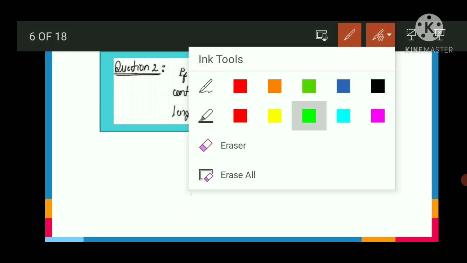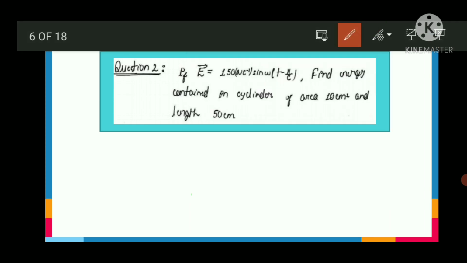So yes friends, this question says if the electric field vector is 150 Newton per Coulomb sin omega t minus x by c, then we have to find the energy contained in the cylinder of area 10 centimeter square and length 50 centimeter. So friends, what should come to your mind is we have a light moving in a straight line which has an electric field component of this much amount. And yes friends, as light is itself energy, in its path it is delivering the same.